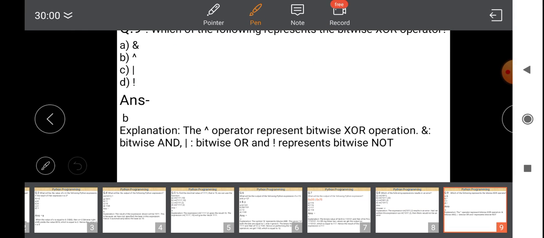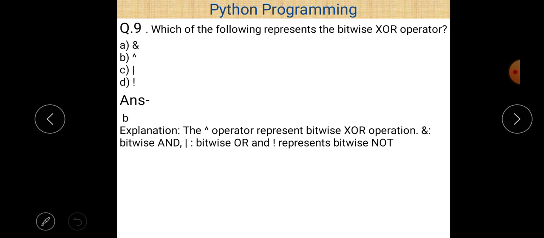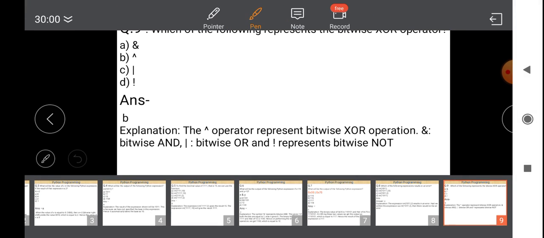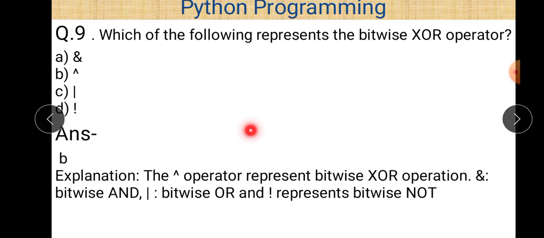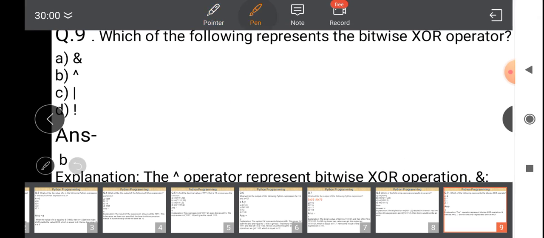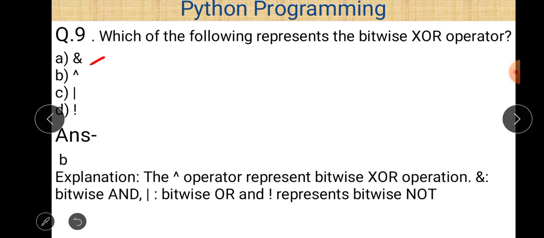Now look at question number 9. Which one of the following is the bitwise XOR operator? Now I think all of you are familiar with some of the operators here. This is bitwise AND, this is bitwise OR. We already covered this. The bitwise NOT operator is there, or complement. This is the bitwise XOR operator.